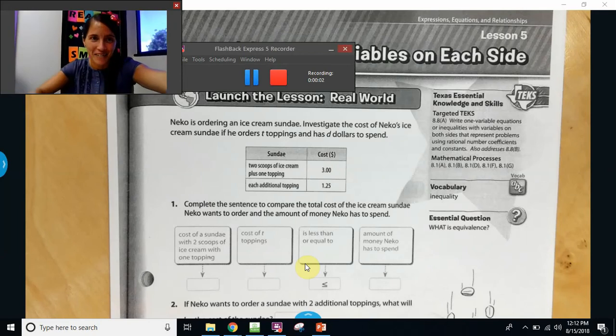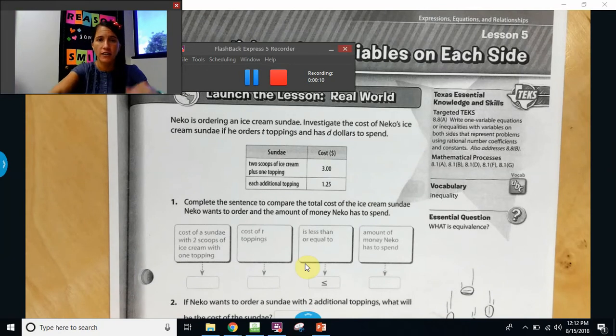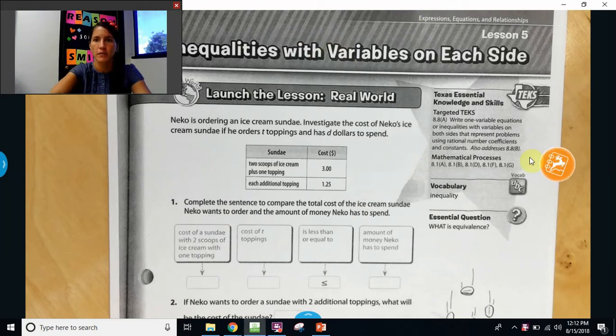Hi. Let me pull this down just a little bit. Okay, hey y'all. Today's lesson is inequalities with variables on both sides. And I'm realizing you can probably see this. I don't know how to make this little box go away. Okay, there. Okay, I guess I can't move that.